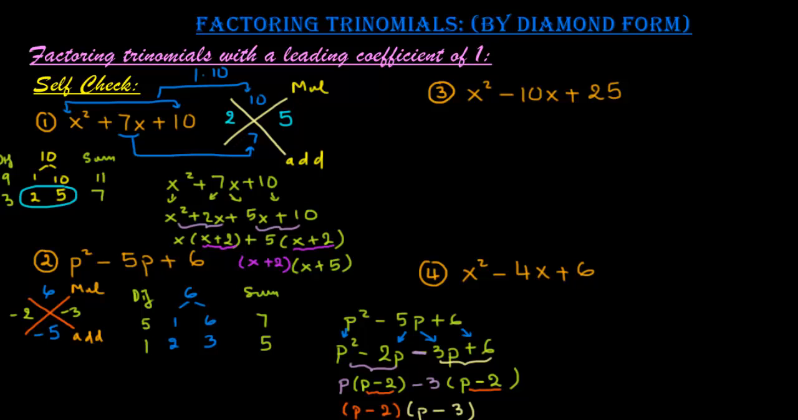Now on problem 3, again the concept repeats: first number times last number is 25, and the middle number goes at the bottom, so negative 10. We find a pair that multiplies to give 25 and adds to give 10. So let's list them out.